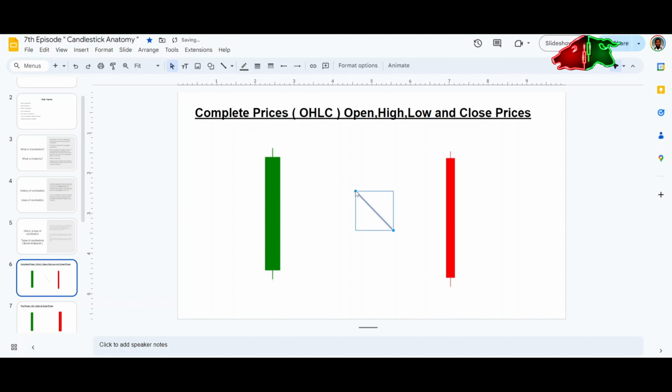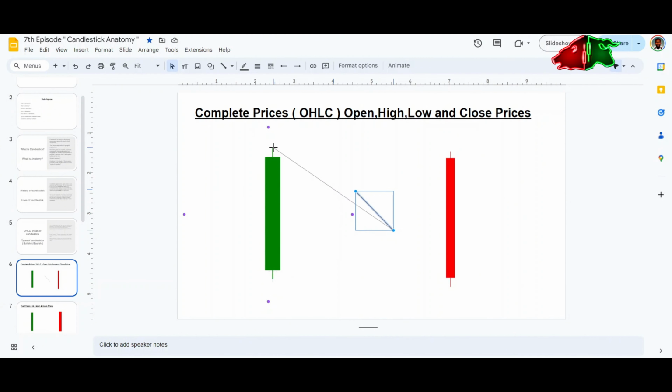Let me use the line. I know I'm going to have trouble using this line. So you see this wick, this top here, this is called the high price. Then look at this particular body here, this one here is the close. Then see this one here, this is the open. Then this last wick here is the low price.